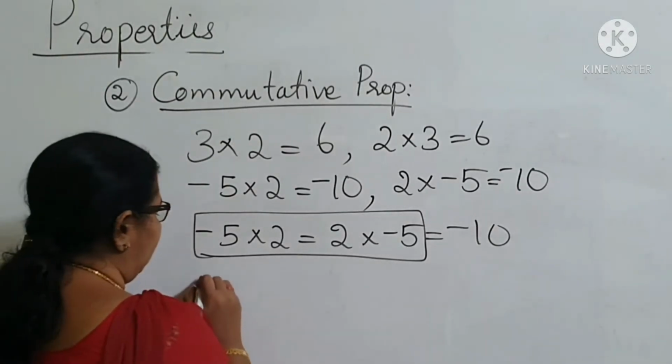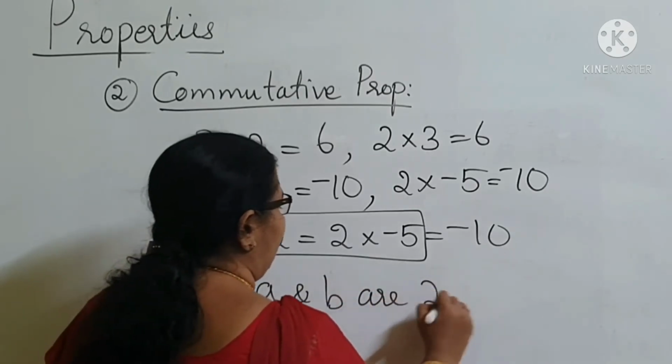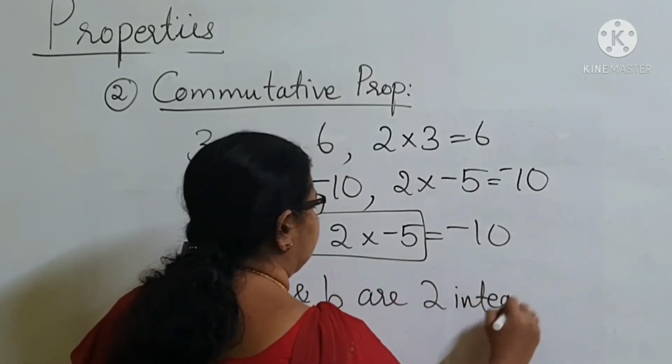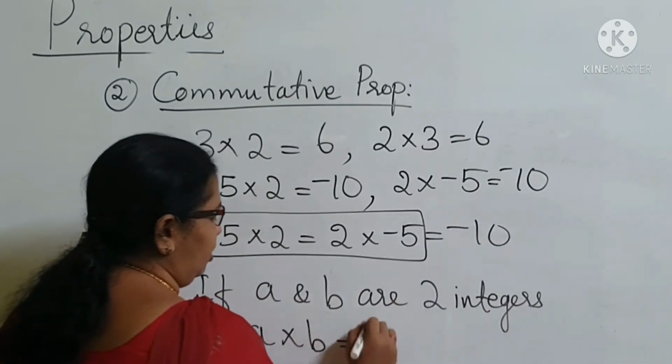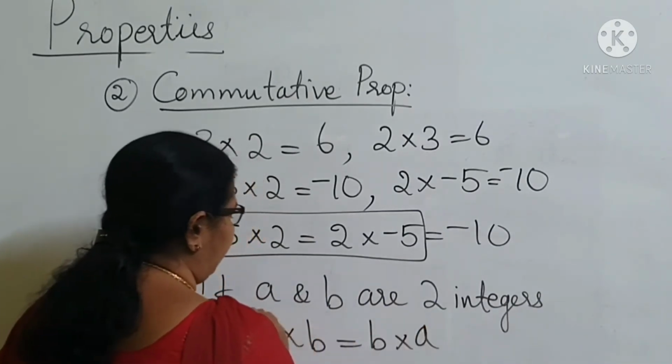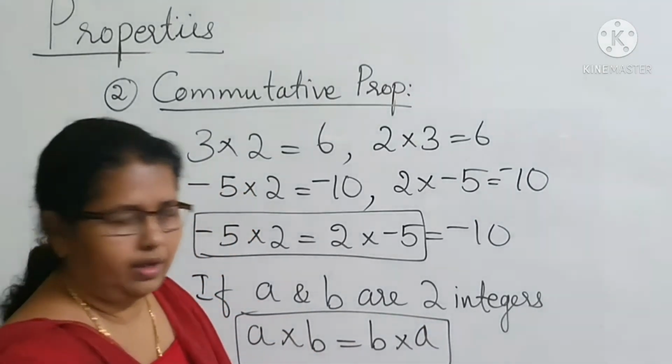Generally, we can say if A and B are two integers, then A into B is equal to B into A.